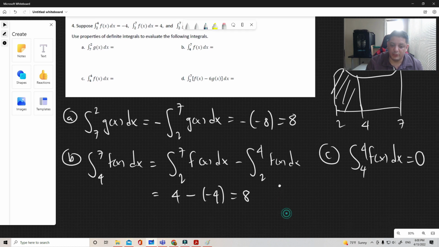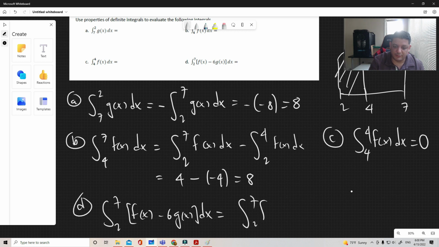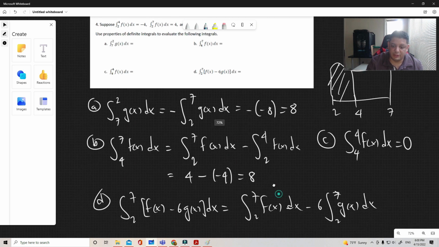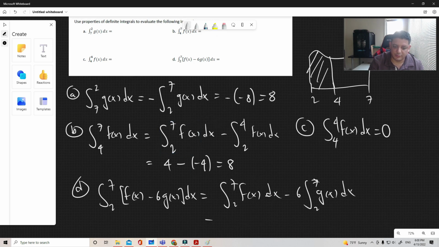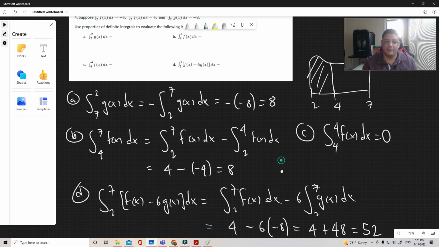And finally, we can do the integral from 2 to 7 of f of x minus 6 times g of x. By the linear property of the integration, this is just the integral from 2 to 7 of f of x minus 6 times the integral from 2 to 7 of g of x dx. We know each of these. 2 to 7 for f of x is 4, and 2 to 7 for g of x is minus 8. So this is going to be 4 plus, and 6 times 8 is 48. Minus and minus is plus. So we have that this is 52.